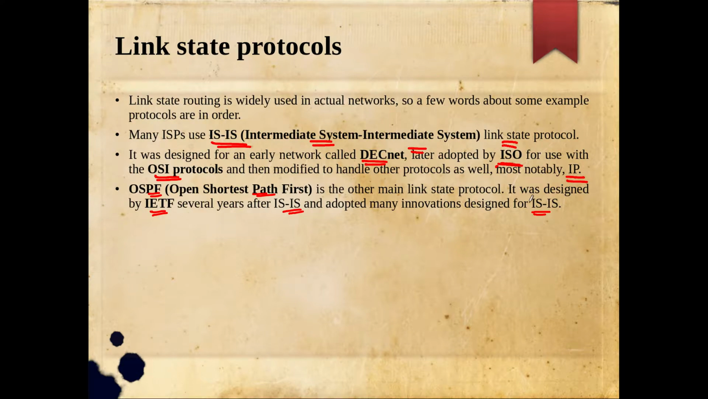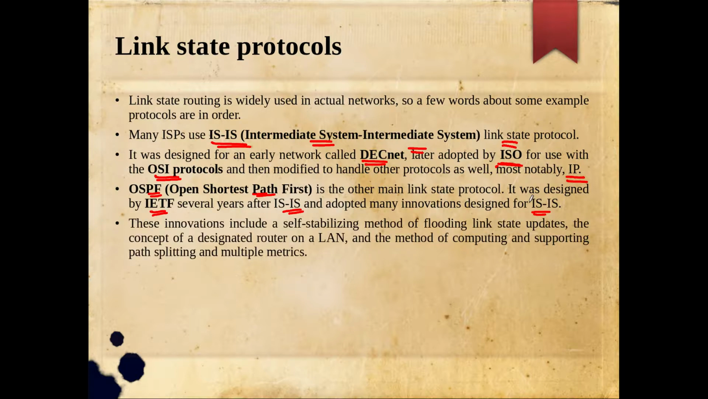So this is another popular protocol, with more features that came after ISIS. The innovations include, I'm just reading out the major features, a self-stabilizing method of flooding link state updates, the concept of a designated router in a LAN, and the method of computing and supporting path splitting and multiple metrics. All this terminology needs more explanation, but I thought of giving you these two topics as an assignment. These were additionally in your syllabus, that is RIP and OSPF.